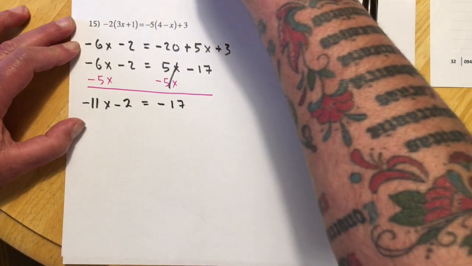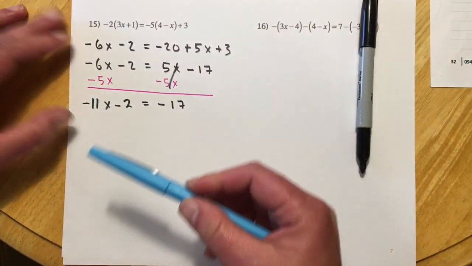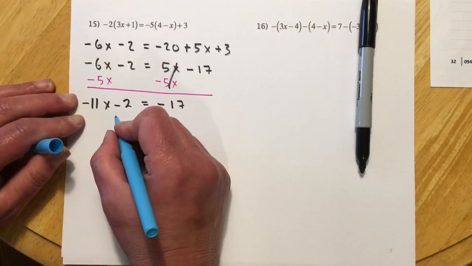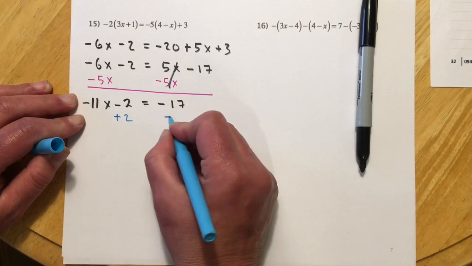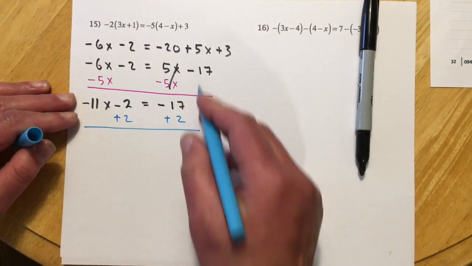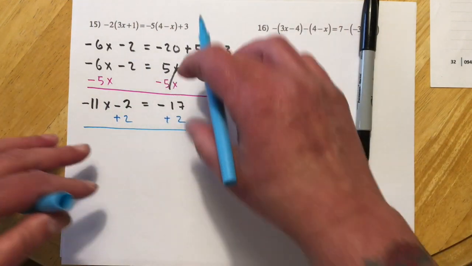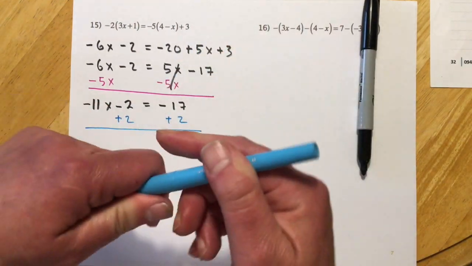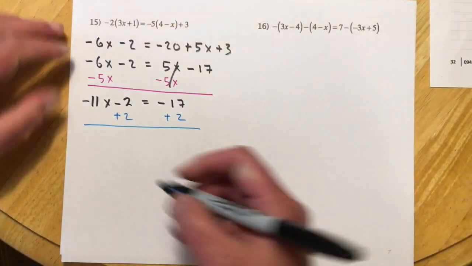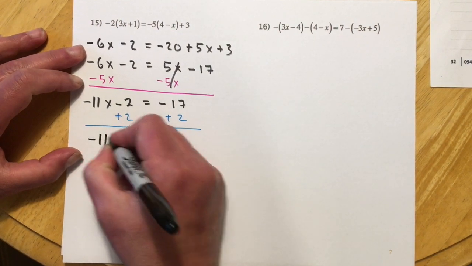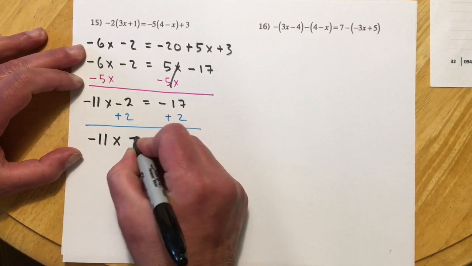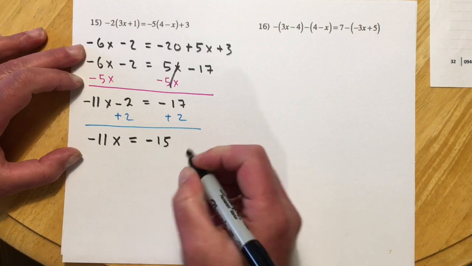And now I still need to add and subtract some more because I haven't finished isolating x. So this time we have to do it twice. So plus 2, plus 2. If you've gotten good at this, you're welcome to do this all in one step also. But I'm just showing all the steps as lots of people are new to it. So negative 11x, and that makes a negative 15.